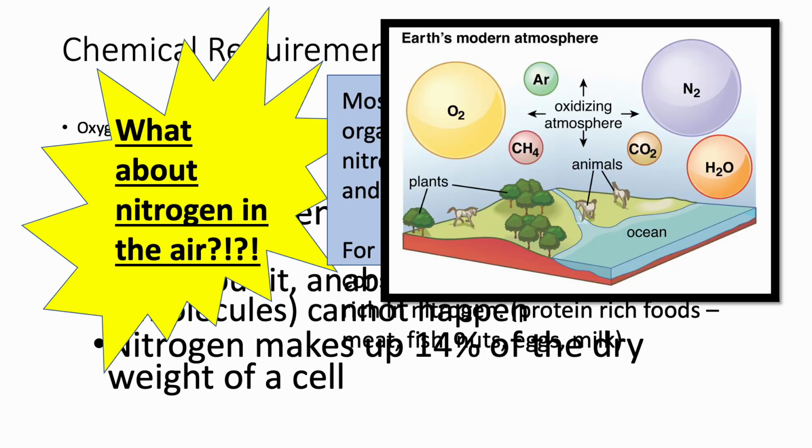So most organisms get nitrogen by consuming it or recycling it. But what about all the nitrogen in the air? There is so much atmospheric nitrogen. About 78% of Earth's atmosphere is nitrogen, and about 21% is oxygen. So there's so much nitrogen just hanging out in the air. Why are we not able to use it?